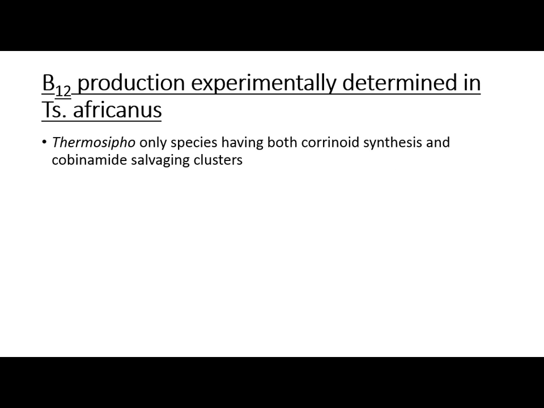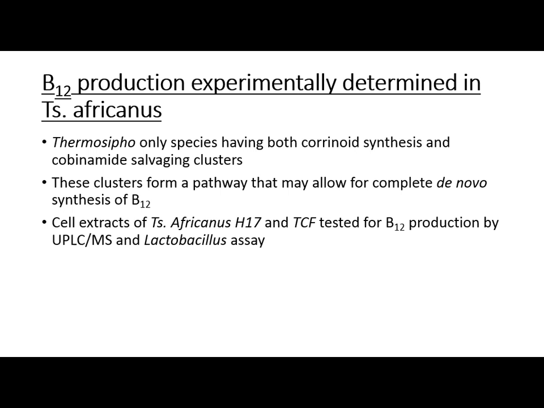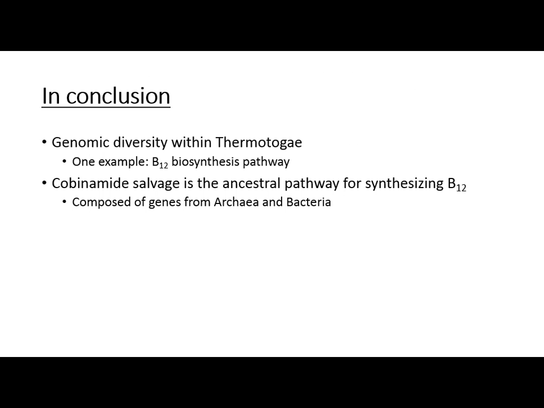We found out that Thermosipho is the only species in this phylum that has both synthesis and salvaging clusters. Cobinamide, corrinoid, and cobalamin are all fancy words for vitamin B12, or pieces of vitamin B12. We found that these clusters form a pathway that allows you to make it completely. We proved that we could make it in the wet lab, and we also looked at gene expression. I could bore you for hours if you wanted to see all of that, but that was the basis of it, right?